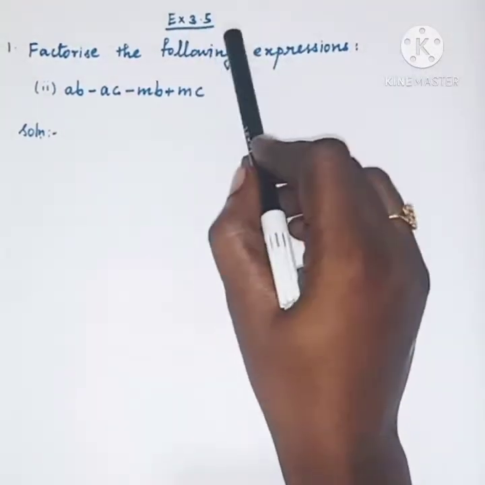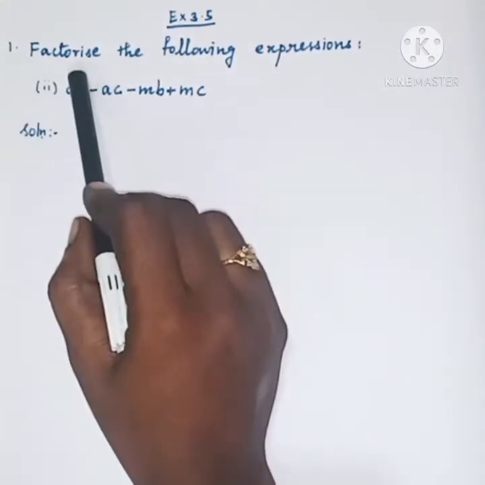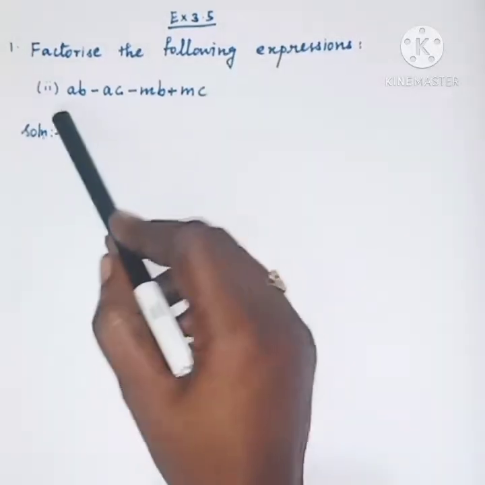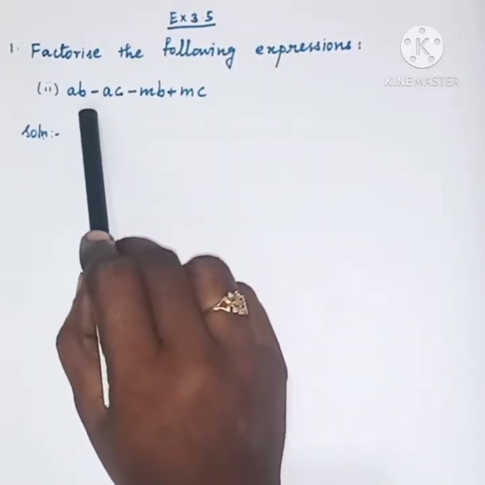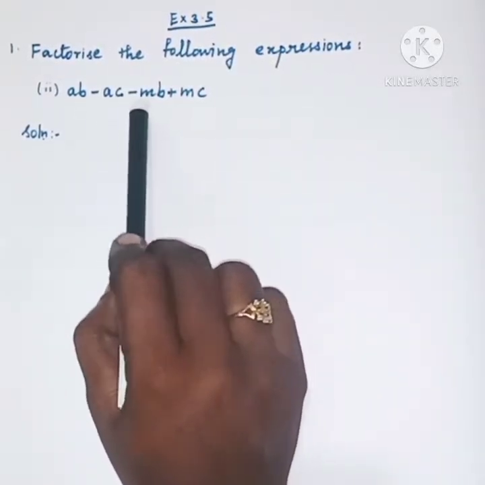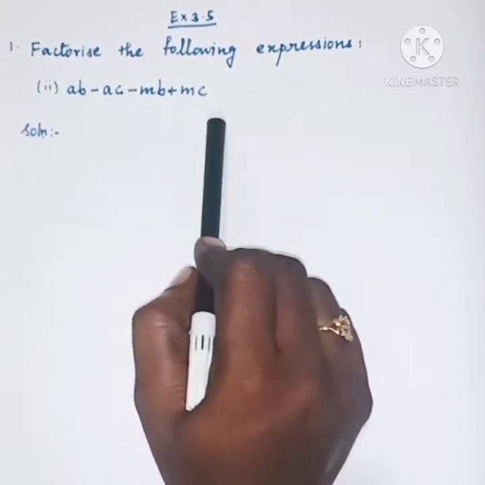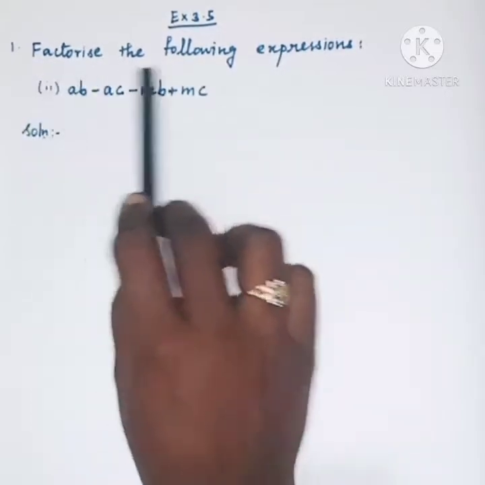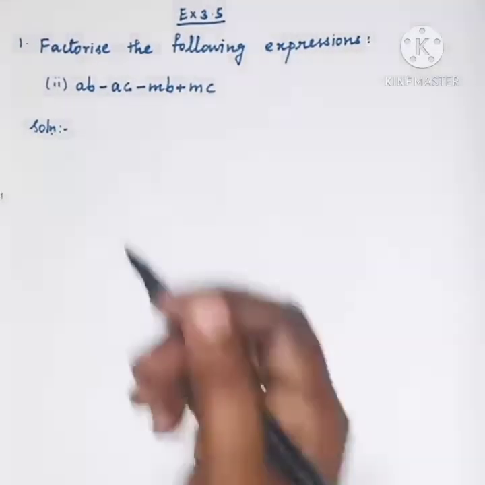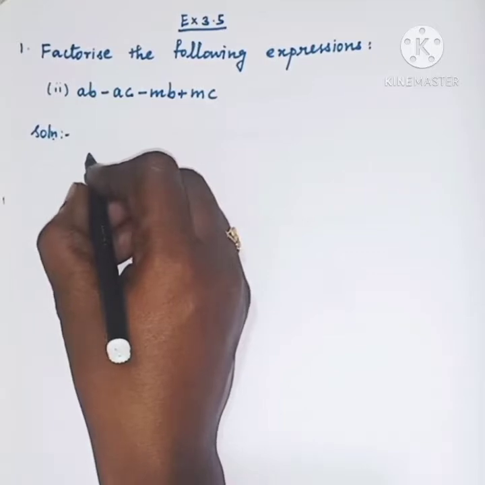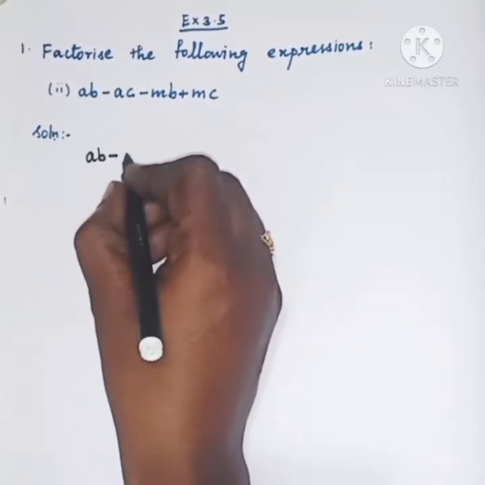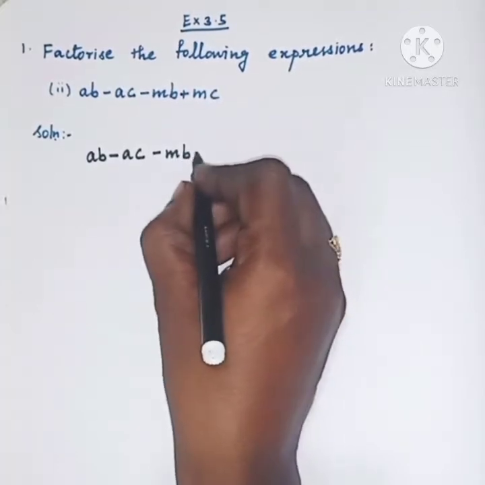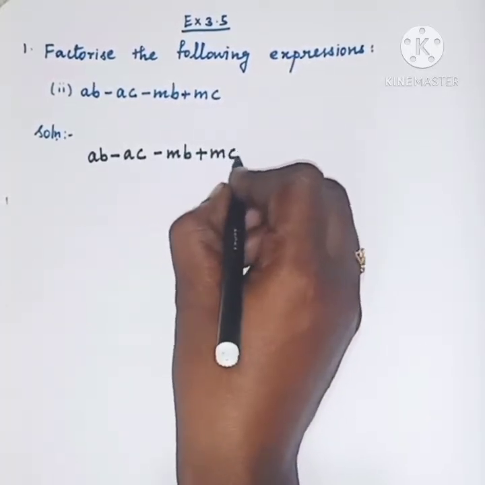Exercise 3.5, first sum, second subdivision. Factorize the following expressions. The second subdivision is AB minus AC minus MB plus MC. We have to factorize this algebraic expression. Solution: we have AB minus AC minus MB plus MC.